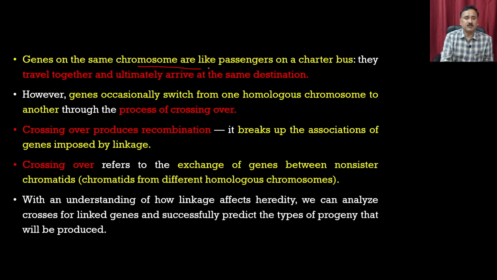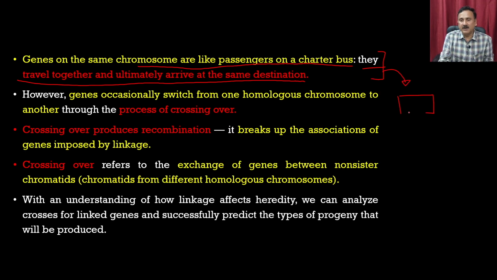Genes on the same chromosome are like passengers on a charter bus, right? They travel together and ultimately arrive at the same destination. This is a very, very important and classical example. If you and your friend are traveling on a bus, and you are both sitting on the same bus, then wherever this bus is going, you both will travel together, as long as the destination is the same, right?